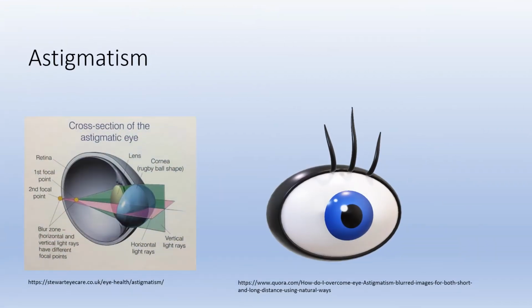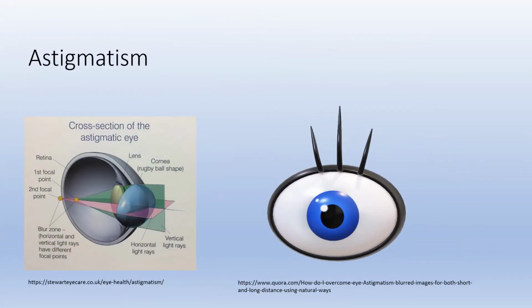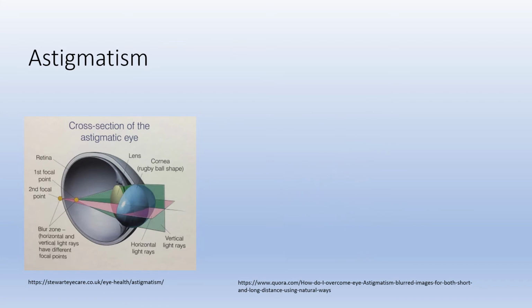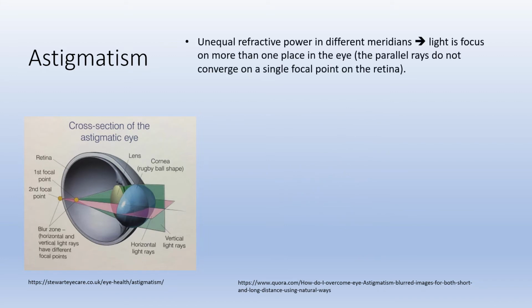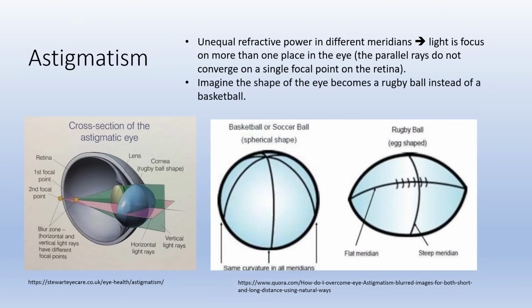Imagine the light lands on the whole 360 degrees of the cornea surface. Basically, in astigmatism, there's an unequal refractive power in different meridians. Just imagine the eyeball is now a rugby ball instead of a basketball. So when the light lands on this surface, the steeper meridian will focus the light in front of the retina, and the less steep part will focus at the more posterior position.